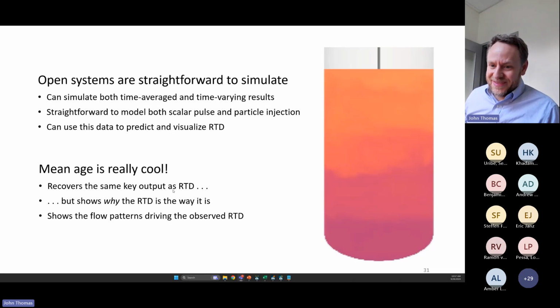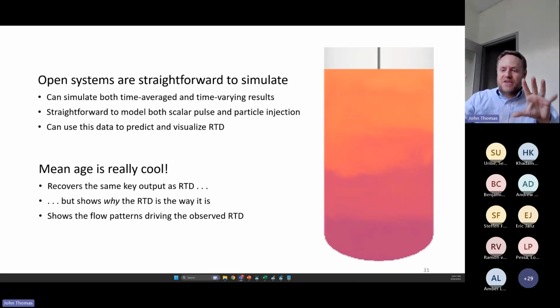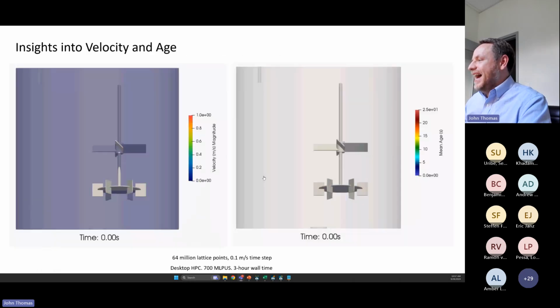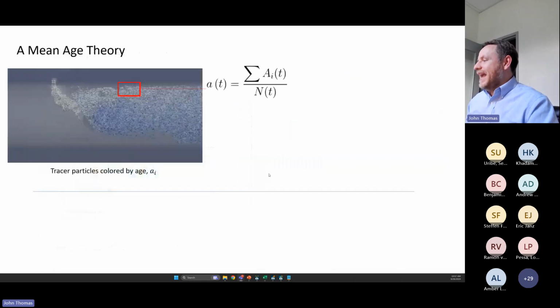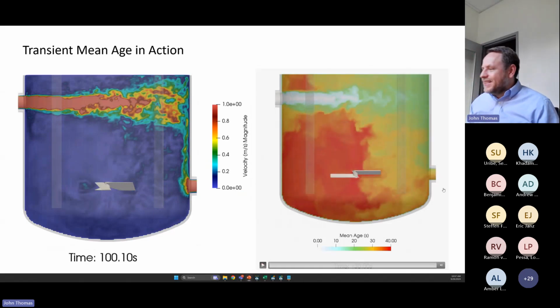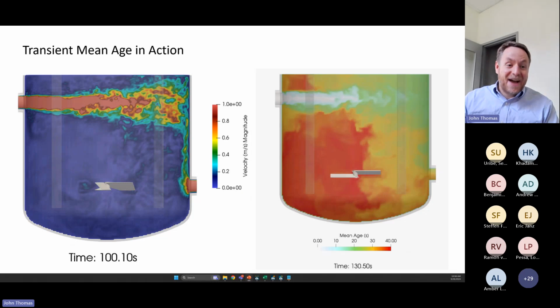Mean age is really cool. Mean age is awesome. Being able to see the actual age distribution of the particles, and to understand how that age distribution is informing what's coming out of the outlet, is fascinating. For me, it blows my hair back. It brings it to life. Being able to see that's what the exit is: it's not all yellow, it's all colors, right? It just averages to yellow as well.